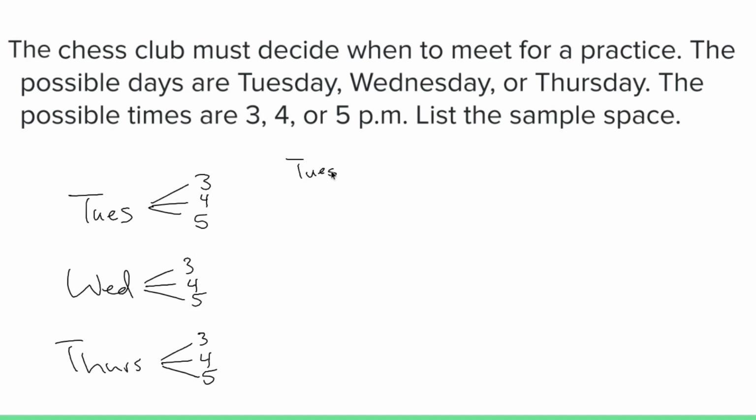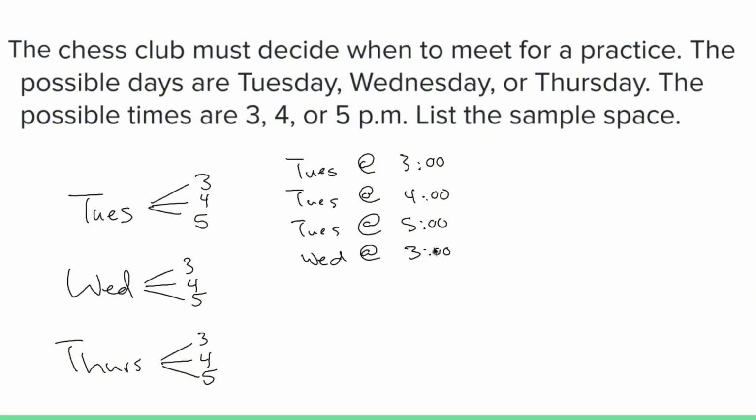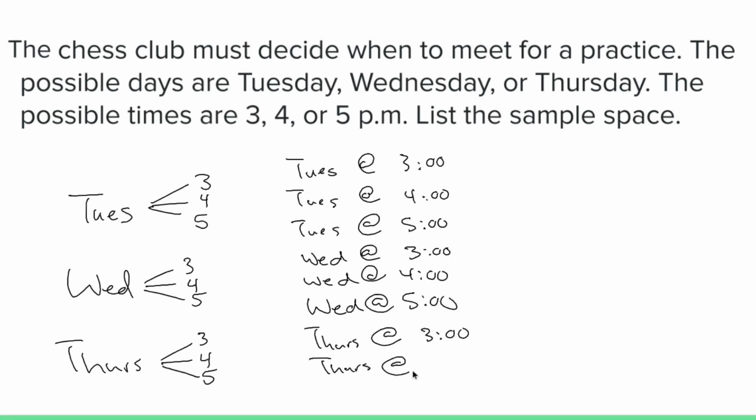So we have Tuesday at 3 p.m. We have Tuesday at 4 p.m. We have Tuesday at 5 p.m. We have Wednesday at 3 p.m., Wednesday at 4 p.m., Wednesday at 5 p.m. We have Thursday at 3 p.m., Thursday at 4 p.m., and you guessed it, Thursday at 5 p.m. So this is our sample space. 1, 2, 3, 4, 5, 6, 7, 8, 9 possible options that this chess club has.